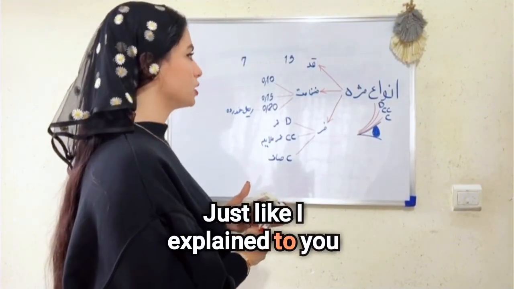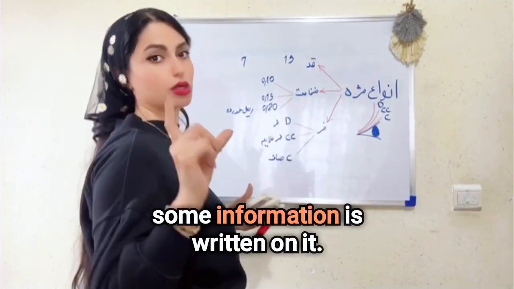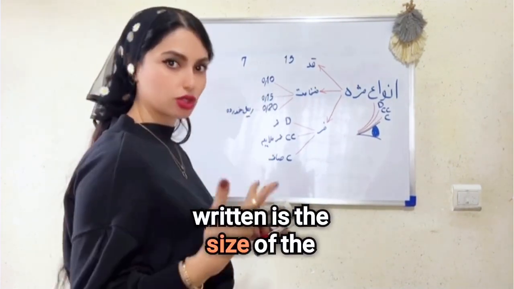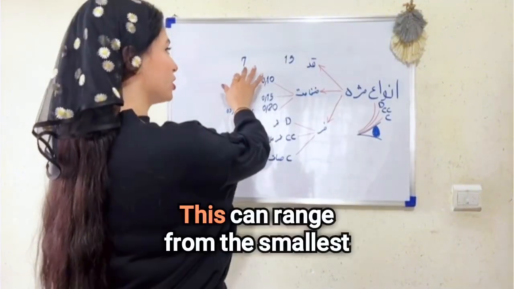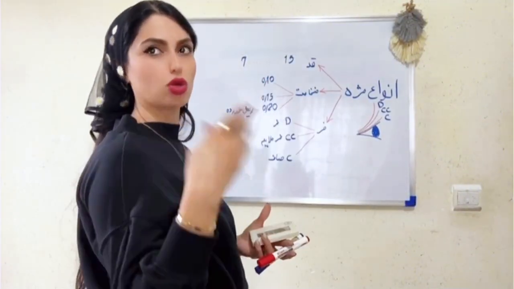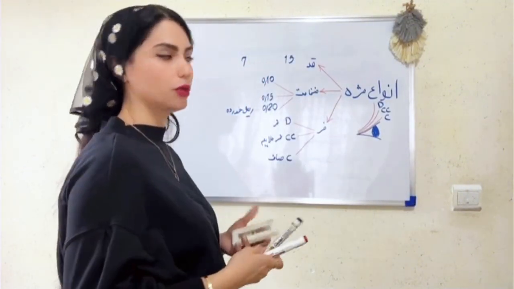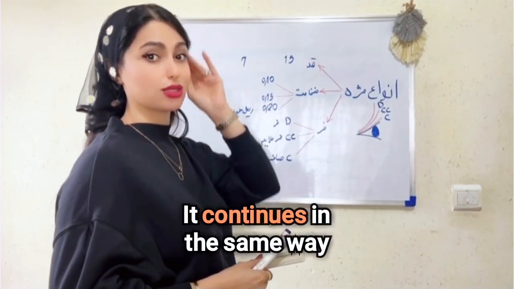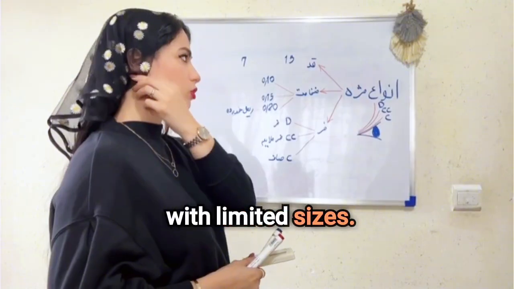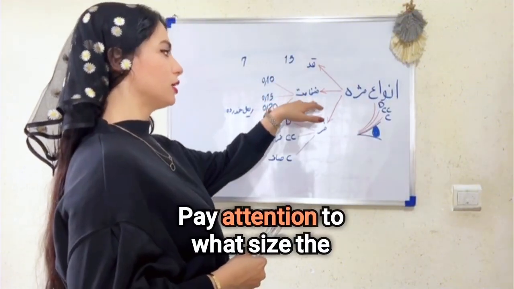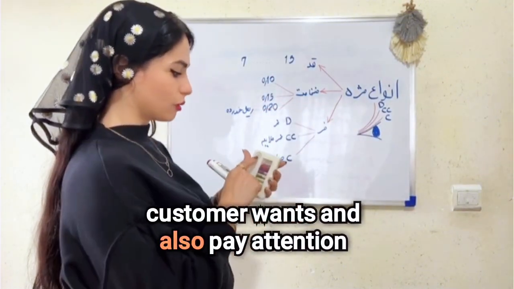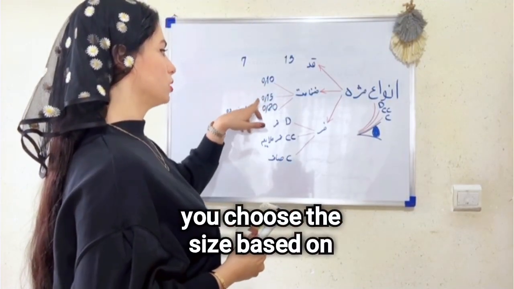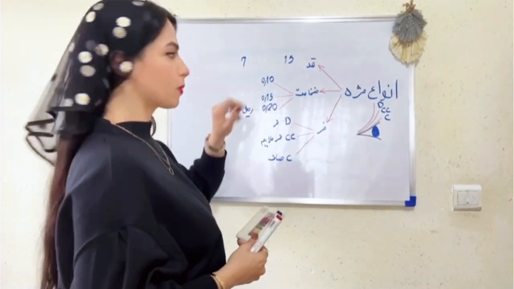Just like I explained to you on the palette of lashes, some information is written on it. One of the things that is written is the size of the lash. This can range from the smallest size, which is 7 or 8 millimeters, all the way up to 15 or even 20 millimeters. It continues in the same way with limited sizes. Pay attention to what size the customer wants and also pay attention to your own experience level. You choose the size based on the customer's needs.